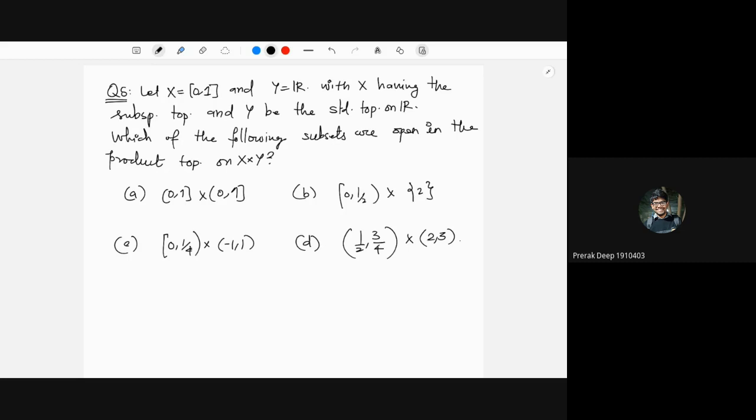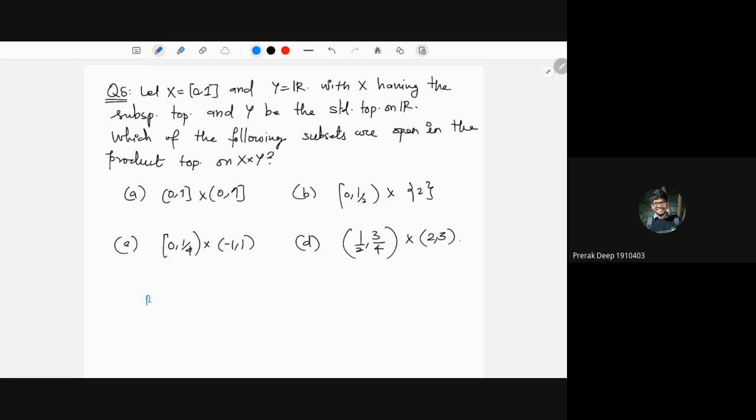Okay. So Rudra has said A and D as the options. Now let us see. X is a closed interval 0 to 1. Y is R. X has a subspace topology, so the open sets will be the intersection of open sets from Y with X. And in the product topology, what are the open sets? We talk about the basis. Those are nothing but the product of open sets from both of the spaces.